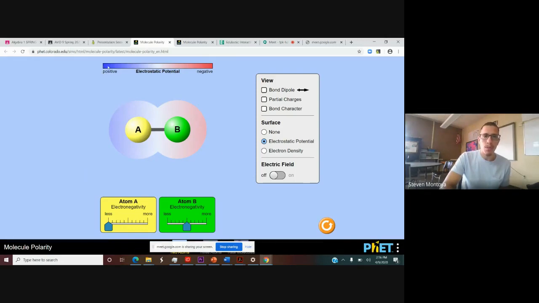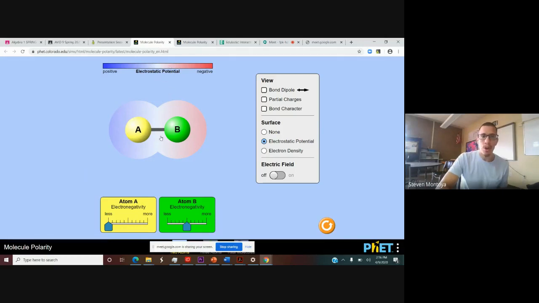And as I move to the right, the blue color fades. That means the positive charge is getting weaker, okay, until eventually you hit this white space. There's no charge here. It's zero charge. The molecule is neutral, okay? There's no electrostatic potential. All right, there's three ways to interpret that white.